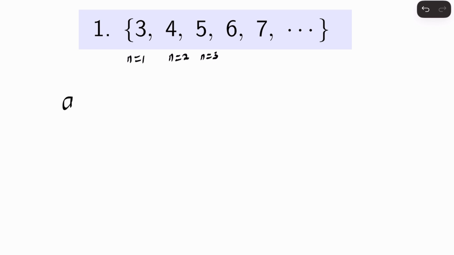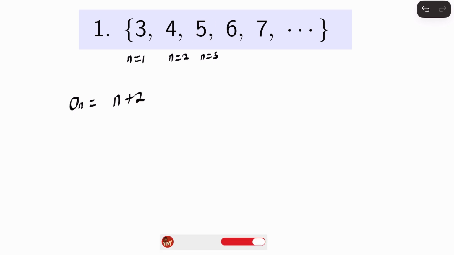So a_n will be giving us, when n is equal to 1, we have 3. When n is equal to 2, we have 4. So then we're going to have n plus 2, right? Now let's see if this is true. So we have a_n to be n plus 2. When n is equal to 1, we are going to have 1 plus 2, which is 3. And that's the first term here. When n is equal to 2, you're going to have 2 plus 2, which is 4. So when n is equal to 3, we're going to have 3 plus 2, which is 5.